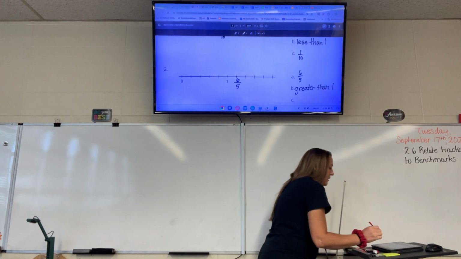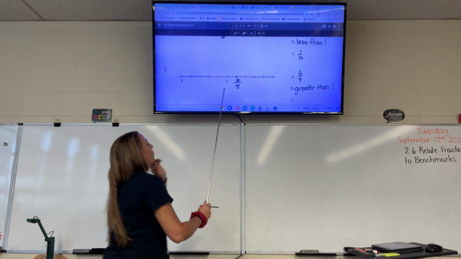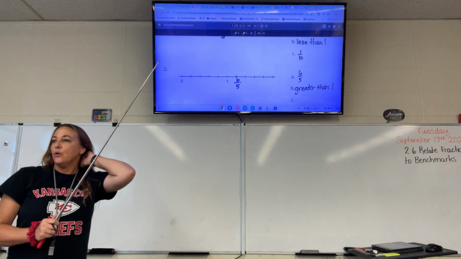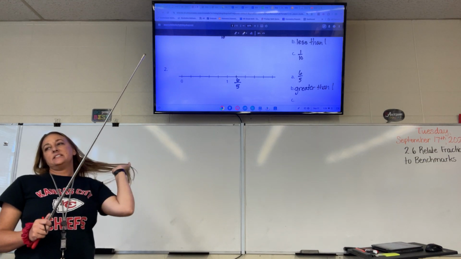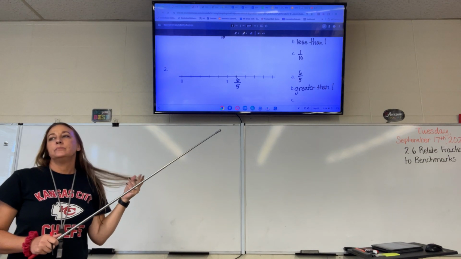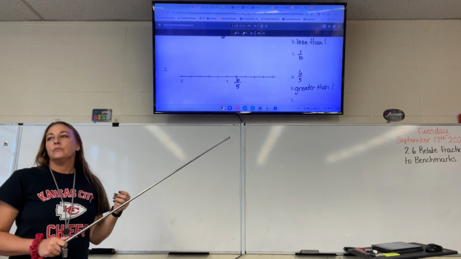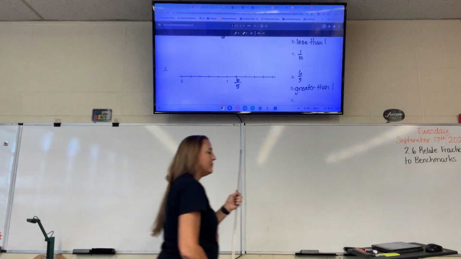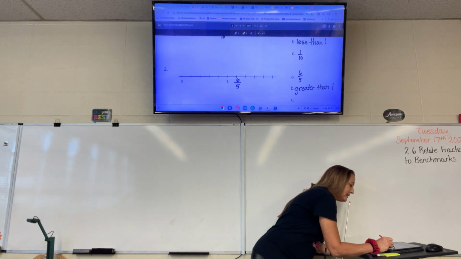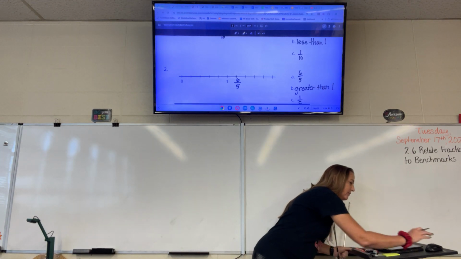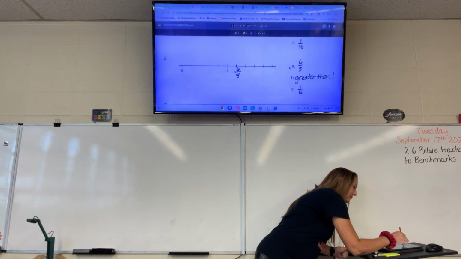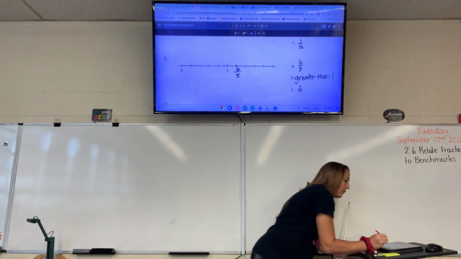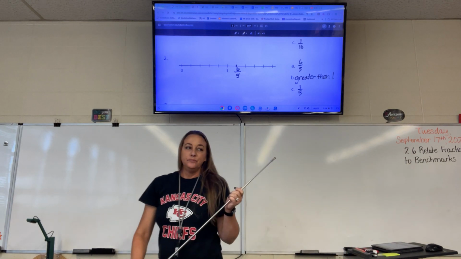And then how far away is 1 whole from 6 fifths? Autrey? It's 1/5. Yes. 1/5. Yep. That does not look like 1/5 away from the whole, okay?